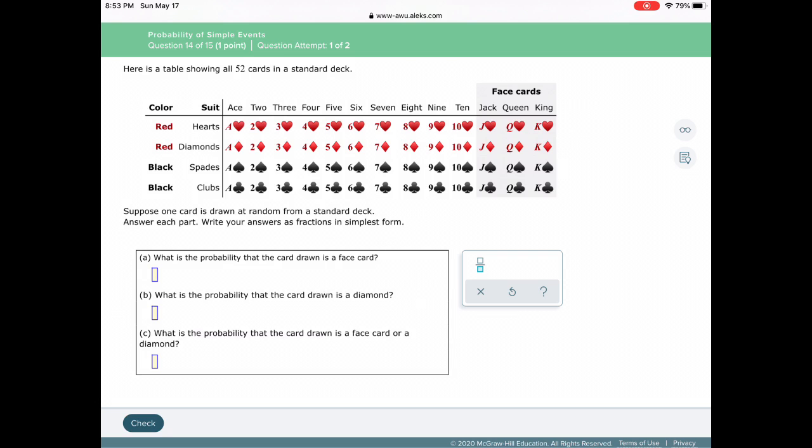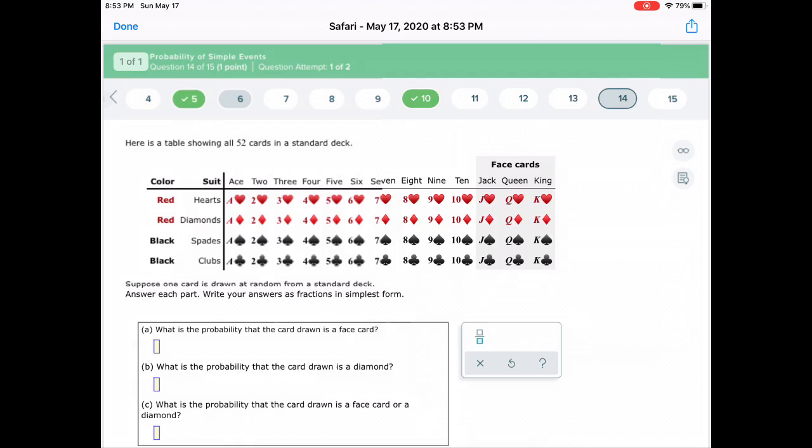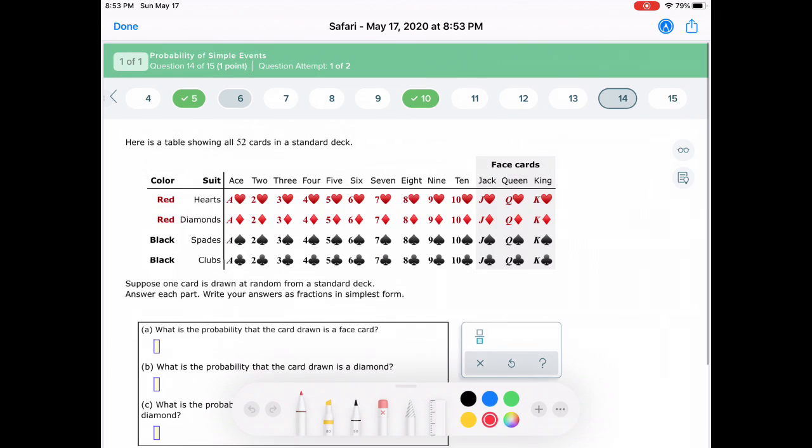All right, so if you are drawing from a standard deck of cards, the sample space, or the total number of outcomes, is always going to be 52. Now this is a nice visual that they give us. When they ask, what is the probability that the card drawn is a face card? Well, we look at all the face cards that we have here. We have 12 of them. There are 3 different face cards in each suit, 4 suits.